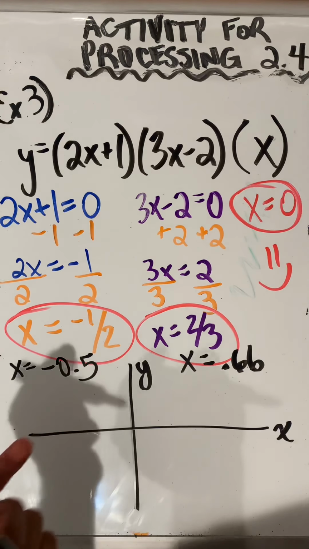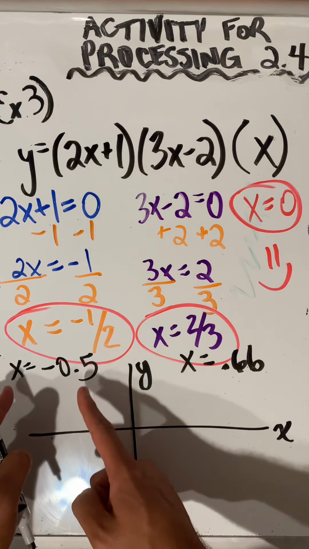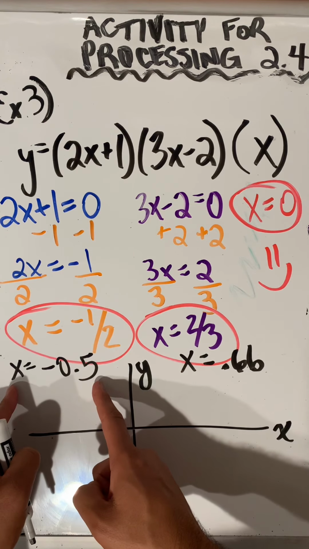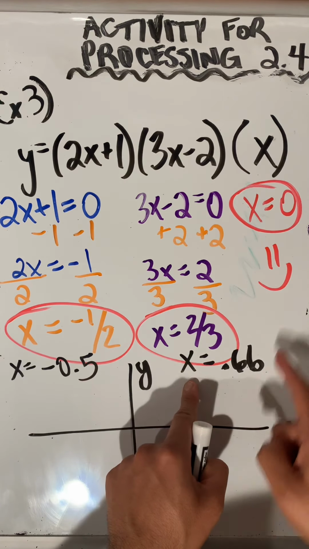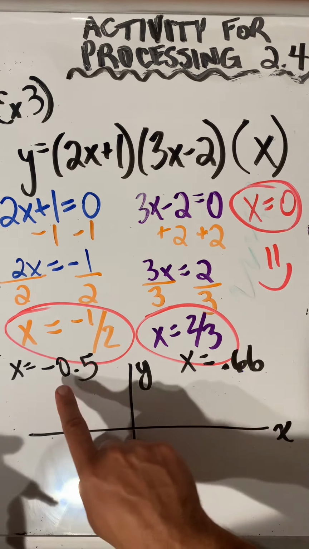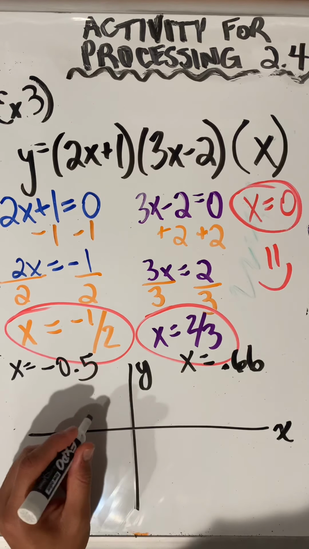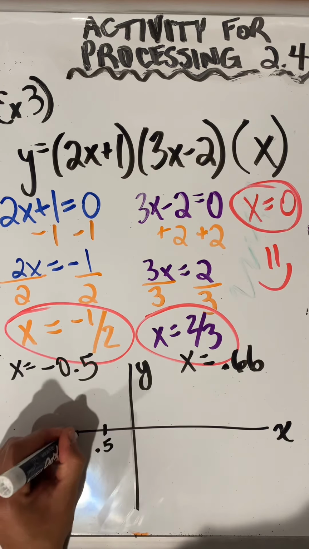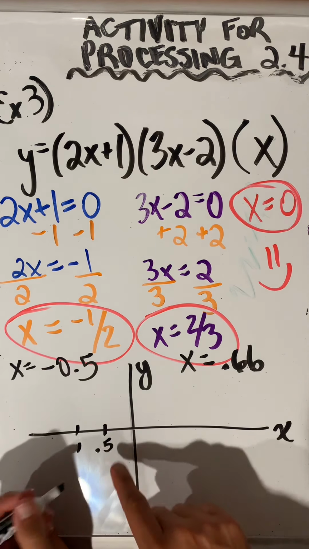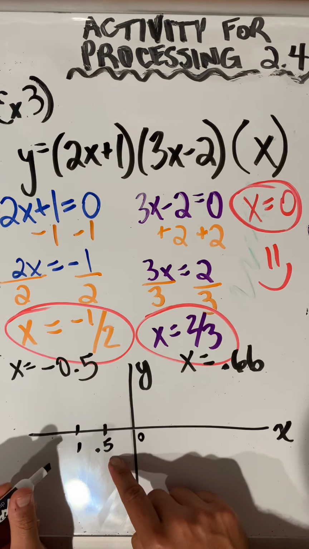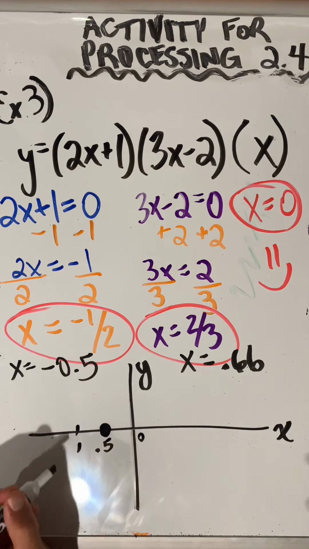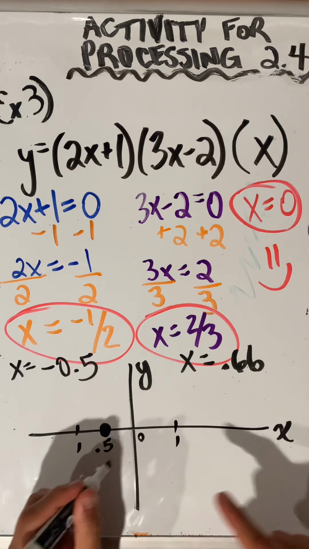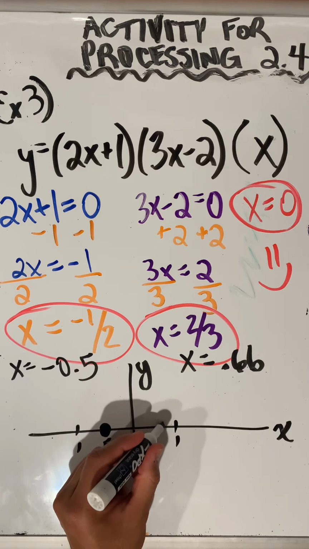Okay, so our three factors we're going to plot are x equals -0.5, x equals 0.66, and x equals 0. So let's get to it. -0.5 can be found, how about here? Between -1 and 0, at -0.5. So there's my first dot. Let's put a positive 1 over here. So I can say 0.66 is kind of like right there.